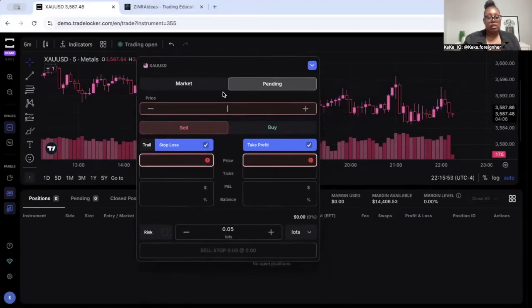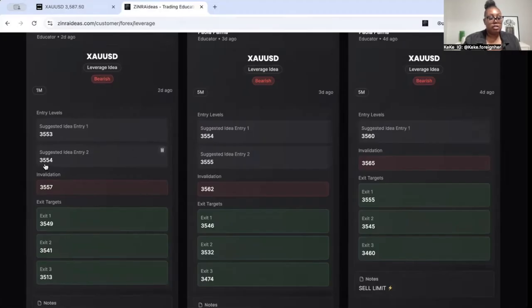Next thing that we're going to do is make sure that we have the right information on our trade. So as we said, we're going to be selling. It's a pending trade because it was a sell limit. And now we're just going to go back and forth copying the information that we have. Okay. So from here, what we see is that our entry point is 35.53.